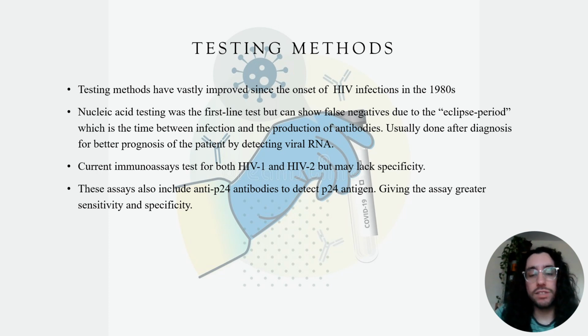Testing methods have vastly improved since the 1980s. Nucleic acid testing was the first line test, but it can show false negatives due to the eclipse period, which is the time between an infection and the production of antibodies. So it's usually done after diagnosis for better prognosis of the patient by detecting viral RNA.